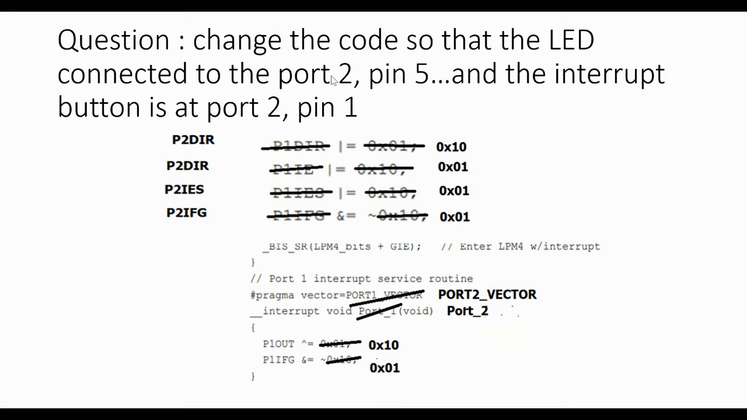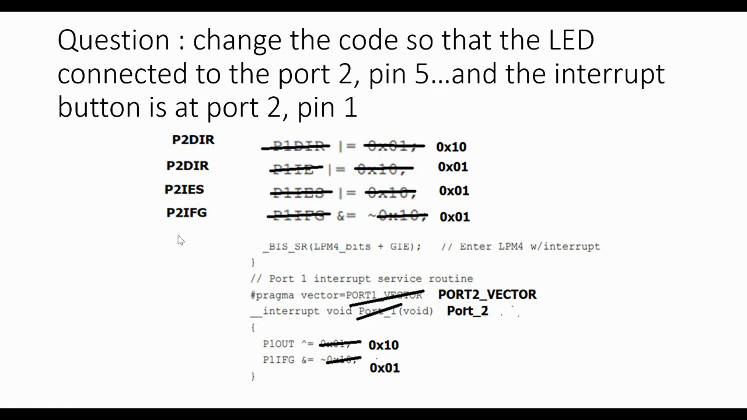Now question: change the code so that the LED is connected to port 2 pin 5, and the interrupt button is connected to port 2 pin 1. This is something that could come out. There's a bit of a mistake. This P1 out should be changed to P2 out, and this P1 IFG should be changed to P2 IFG. I did not delete this, but I'm giving you some homework so you can understand this code. Again, this one should be P2 out, P2 IFG.